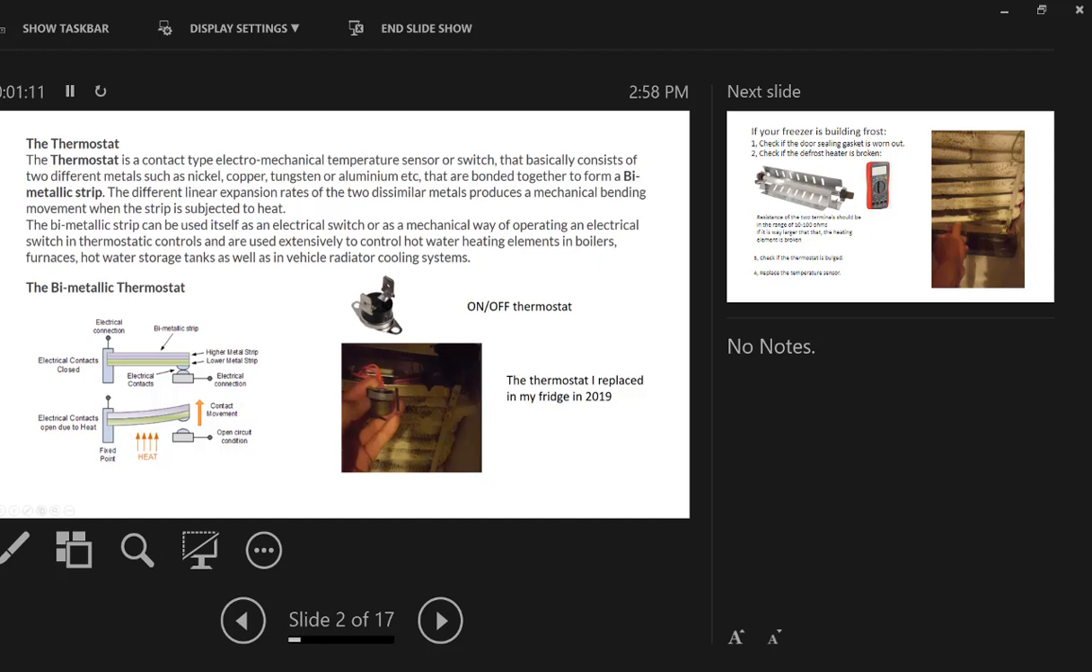So this is the one I took out from my freezer last year. My freezer started collecting all the frost, and I don't know why, I was trying to replace the seal, the rubber seal of the gasket, actually it's the gasket of the freezer, and it didn't work. And I was thinking, if there is anything else wrong inside, the temperature sensor is not working, or maybe the heater is not working. And by that time, I didn't know there's a heater in the freezer. Do you know there's a heater in the freezer?